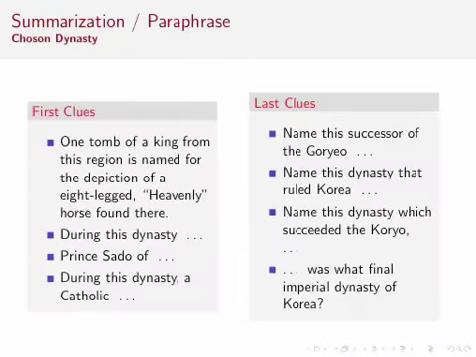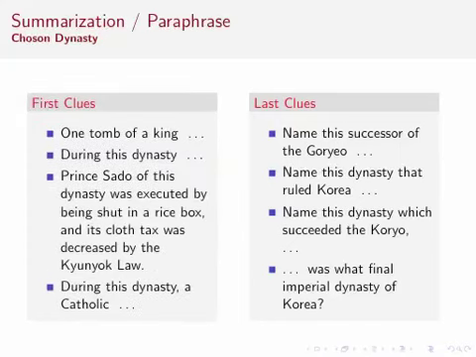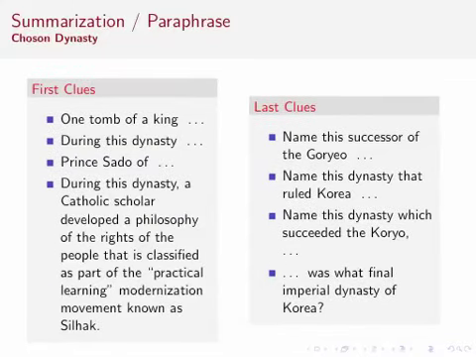And here are some examples. Here are a bunch of clues from questions about the Choson Dynasty. One tomb of a king from this region is named for the depiction of an eight-legged heavenly horse found there. So talking about rulers, talking about religion, talking about economics, talking about philosophy. These are all very diverse clues that appear at the beginning of the question.